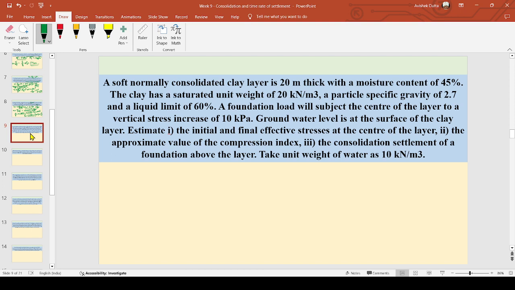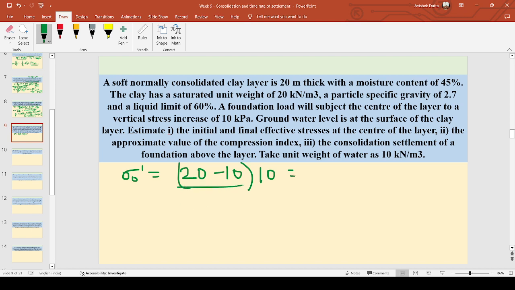So here we are asked to find out first the initial and final effective stresses. How to find out the effective stresses? Anyone? We are asked to find out the stress at the center of the clay layer. Okay. So 20-meter thick, center of the clay layer means it is 10-meter height, isn't it? So the initial stress, if I write sigma 0 effective, will be equal to effective stress, that means submerged weight, gamma saturated minus gamma w, into h, that is 10.